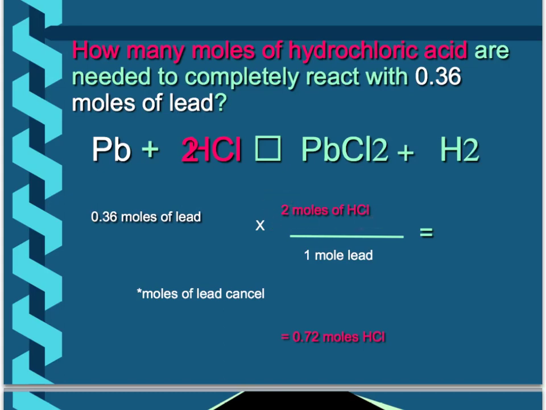I got this 2 because there's a 2 coefficient out in front of this HCl. I got this 1 because there's an imaginary 1, I know, but it's still just a 1 there. So we just go ahead and do the math. We're going to take 0.36 moles of lead, multiply it by 2, divide it by 1, and again these cancel. So our final answer is 0.76 moles of hydrochloric acid is what is going to need to completely react with 0.36 moles of lead.